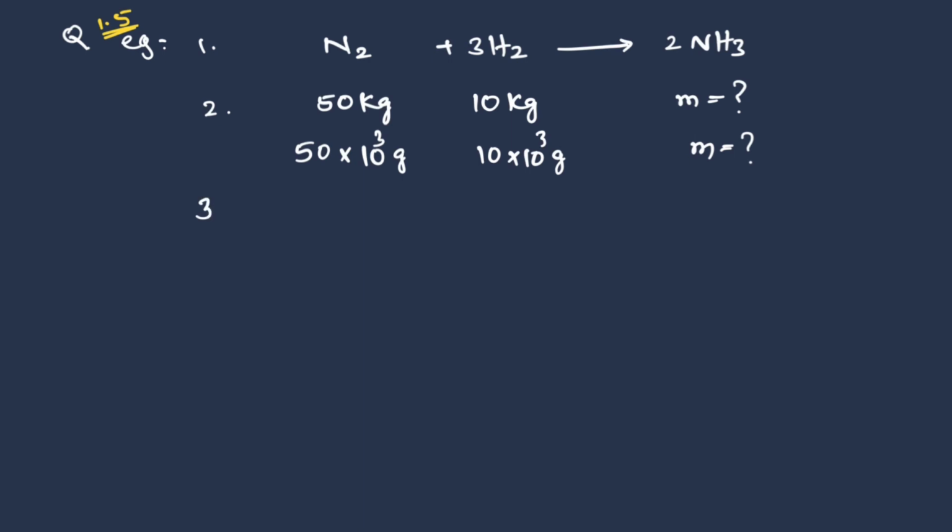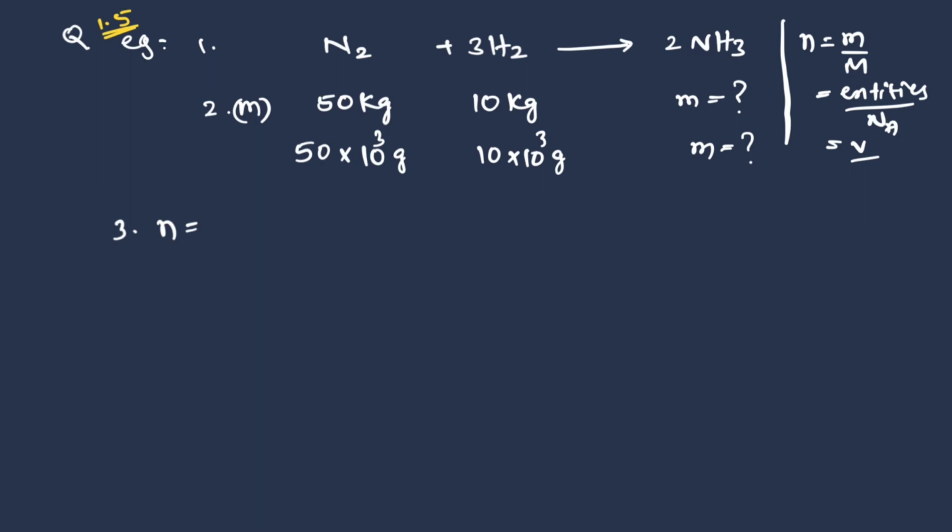Third step, what is that? This is mass given, therefore mass we are writing. And now I am writing mole. So third step is mole. How to calculate mole? We have different formulas. One is mass by molar mass. Second is number of entities by Avogadro number. Third is given volume by 22.4 liter. According to our requirement, we can utilize them.